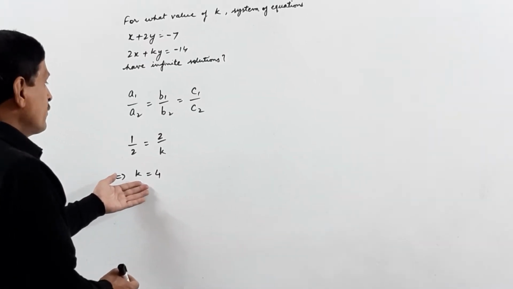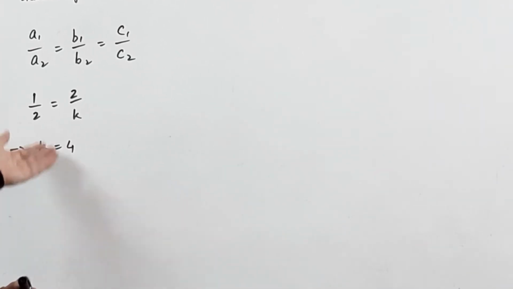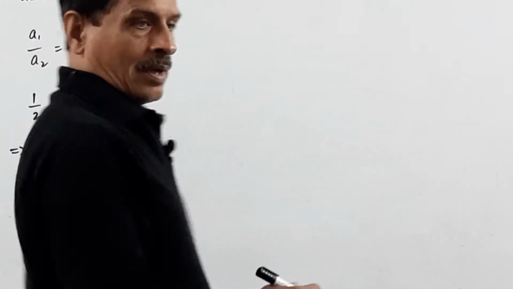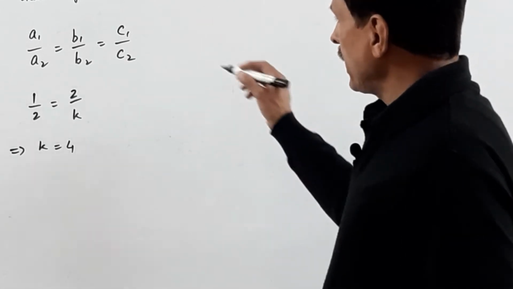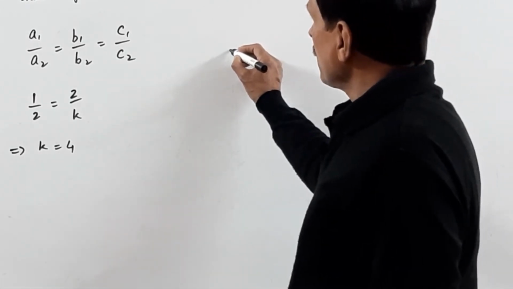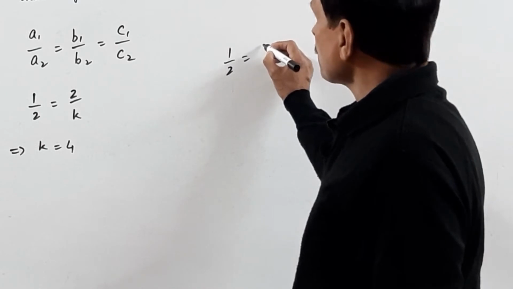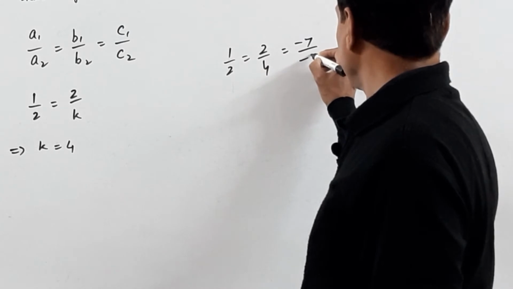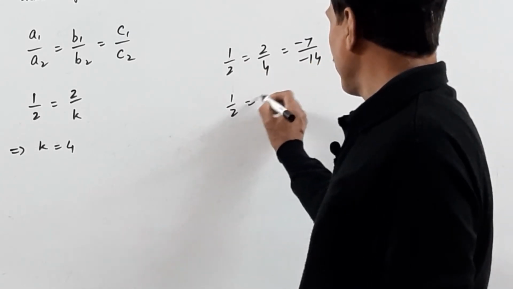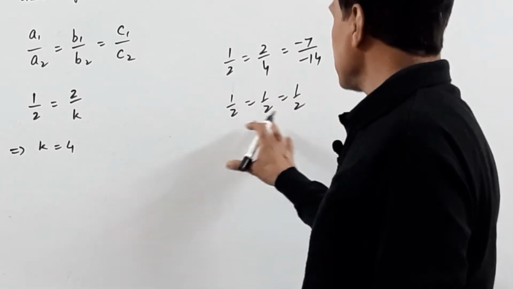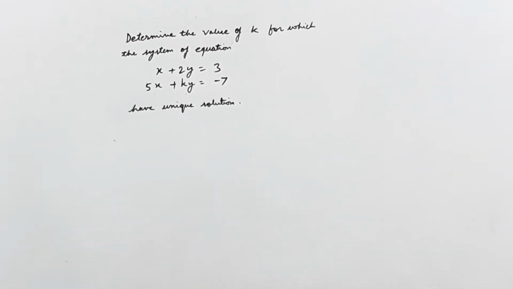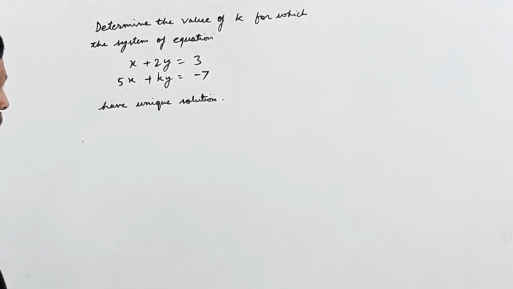We can verify this value of k by putting it in the condition. If we put k is equal to 4 in the condition, 1 upon 2 is equal to 2 upon 4 is equal to minus 7 upon minus 14. So 1 by 2 equals 1 by 2 is equal to 1 by 2. It is verified.